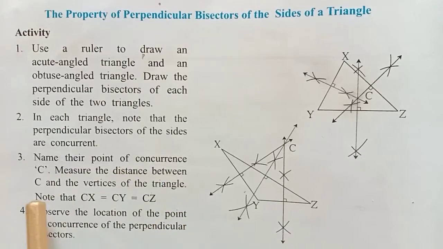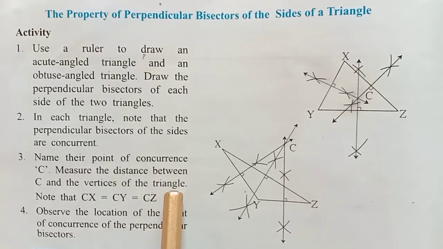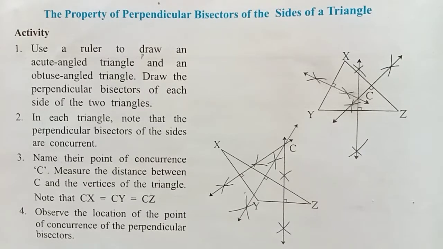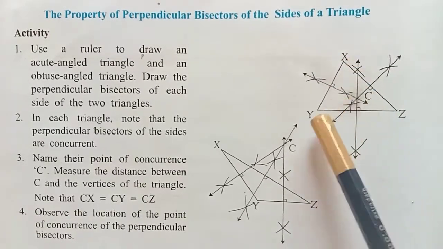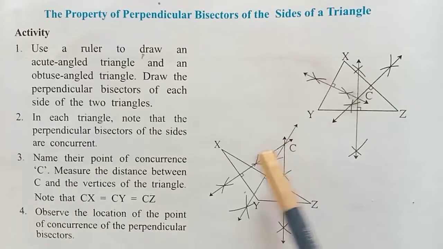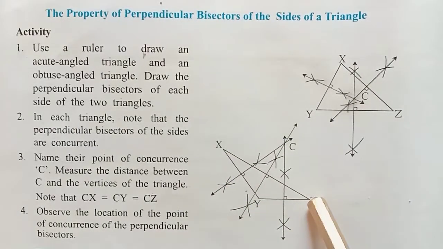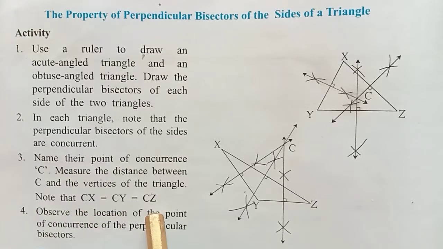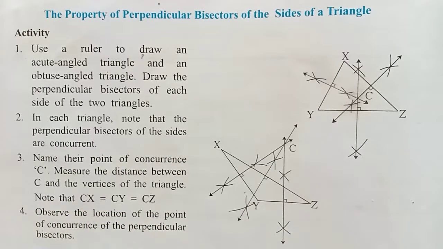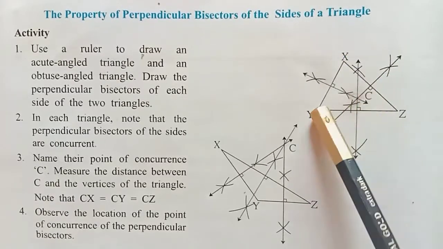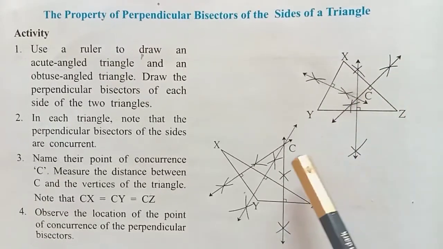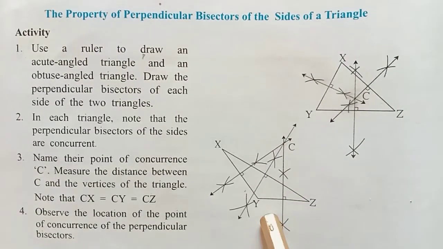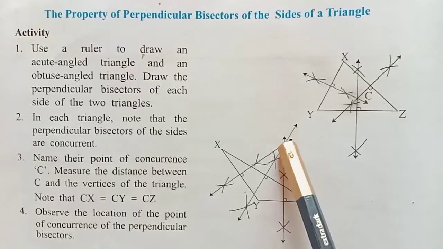Measure the distance between C and the vertices of both the triangles. Note that CX is equal to CY is equal to CZ. We will find that the distances CX, CY and CZ are the same, in the acute angle triangle as well as in the obtuse angle triangle.